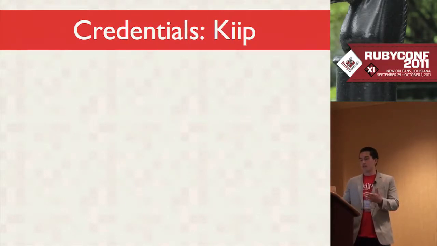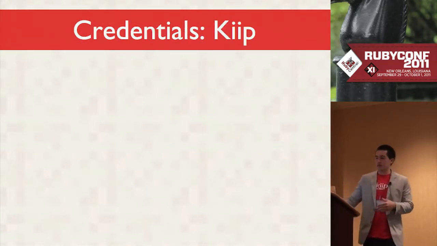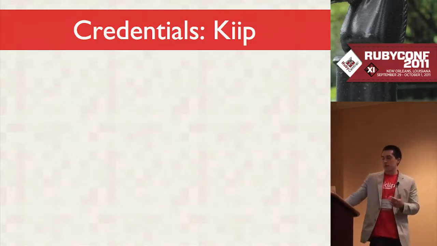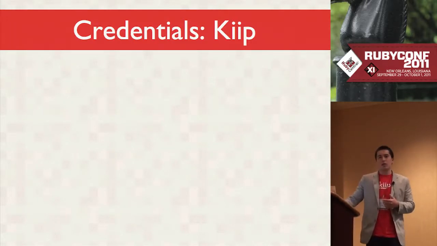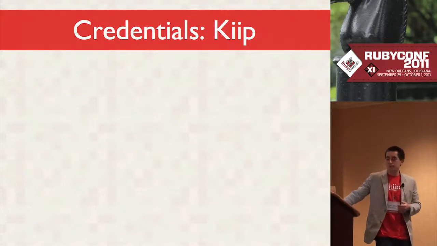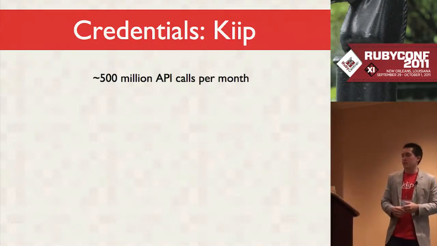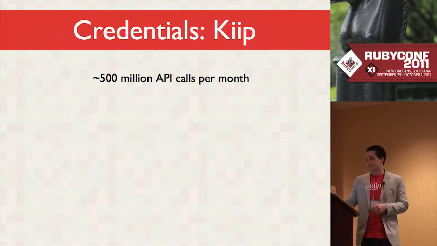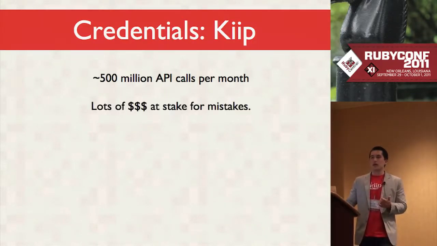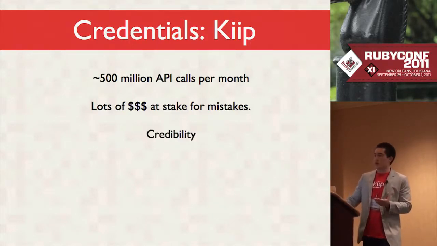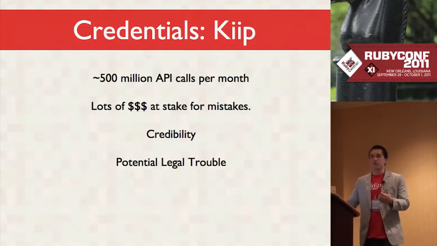And my second qualification is, I don't know why it says credentials, but my second qualification is my work. Like I said, we do mobile advertising, so we're mostly an API shop. We don't see a lot of traffic, but 500 million API calls a month. It's an okay amount. There is real money at stake in this case for mistakes. There is real credibility, important credibility, especially as a startup, at stake. And there's also potential legal trouble.